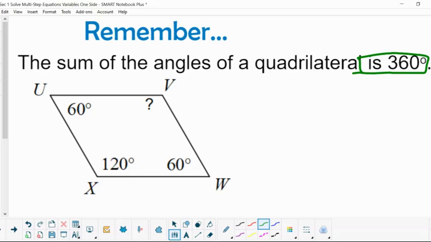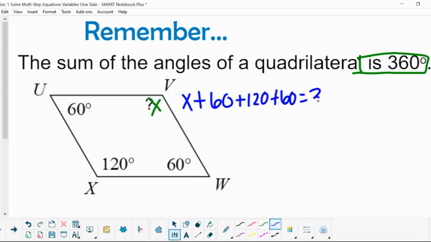To find this missing value, we can make an equation to help us find the missing value because we know they add to 360. So do this with me in your notes. Let's just write it out to remember how to do this. You're going to take every angle, and it doesn't matter where you start. So let's take x and then we'll go 60, then 120, then 60 equals 360.